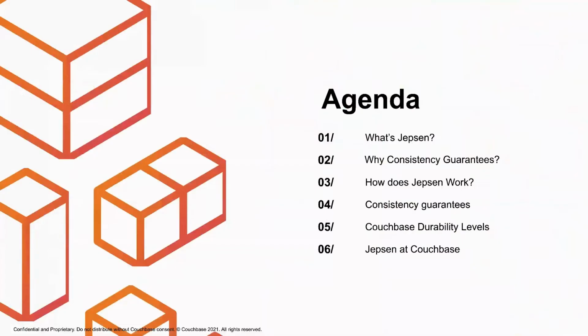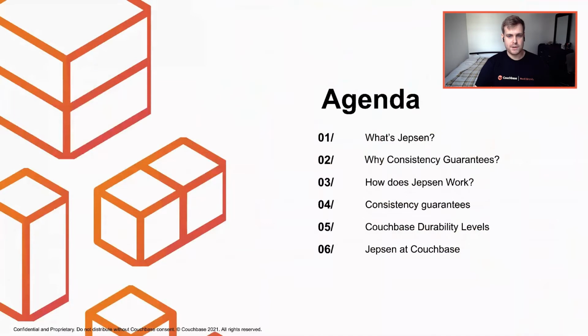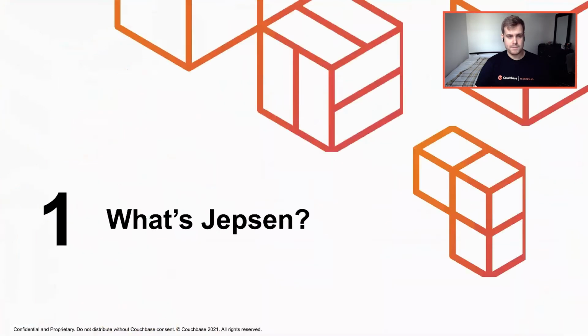With my colleague Asad, who's a software engineer in test, we'll be taking a dive into Jepsen testing at Couchbase. During this presentation, we'll cover what the Jepsen project is, give a crash course on consistency guarantees and why they're important, summarize the durability options and auto-failover functionalities of Couchbase Server, and then look at how we're using Jepsen at Couchbase. So, what is Jepsen?